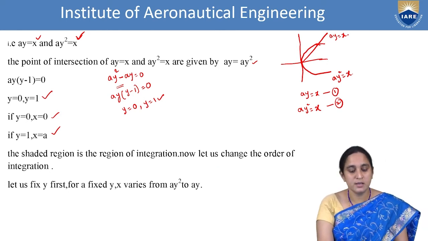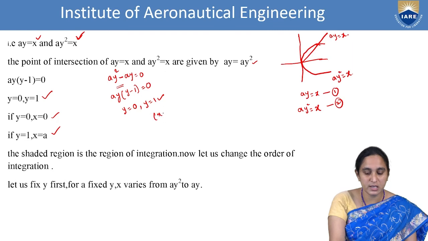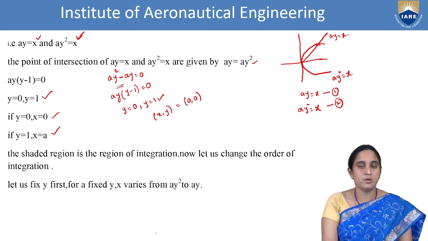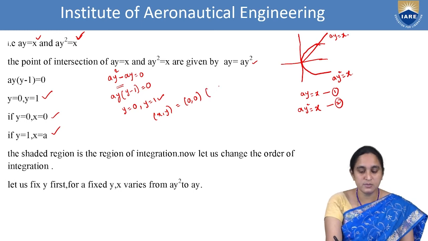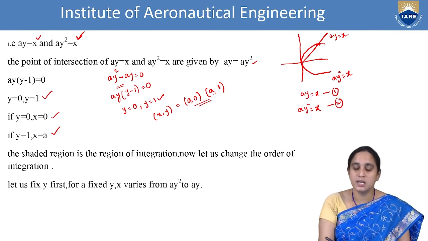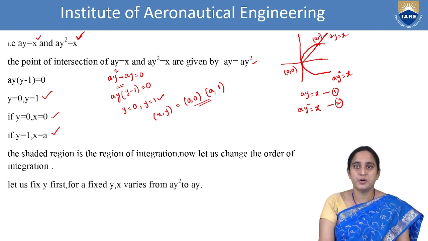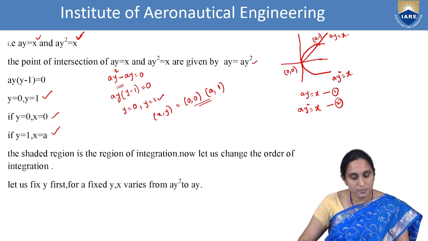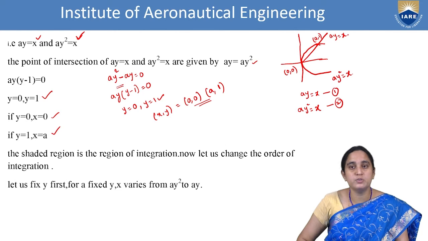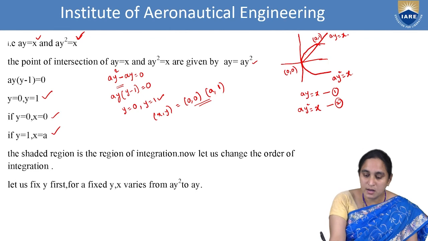Now we know the points where the two are intersecting: at y is 0, we get x as 0, that is 0 comma 0, and if we take y as 1, we get x as a. Therefore, the two curves are intersecting at 0 comma 0 and a comma 1. These two are the intersecting points. Now the given question I'll convert by changing the order of integration. I'll convert x as y and y as x, by using a horizontal strip from the diagram.